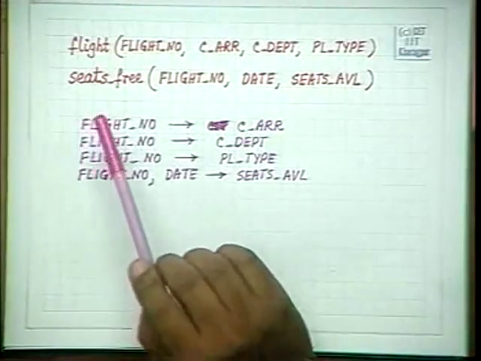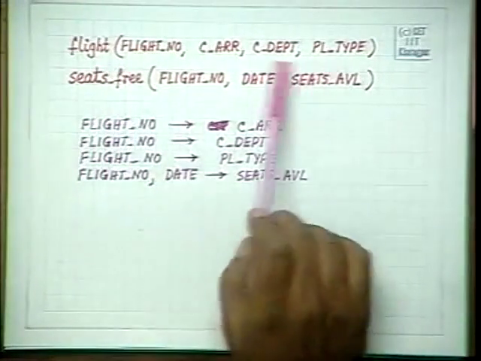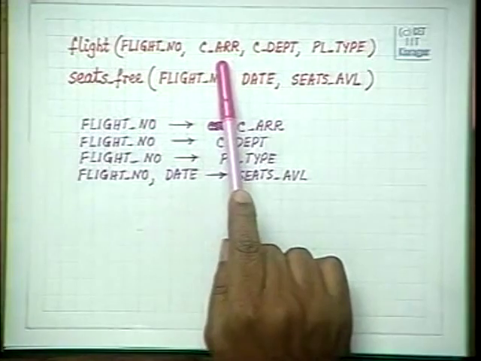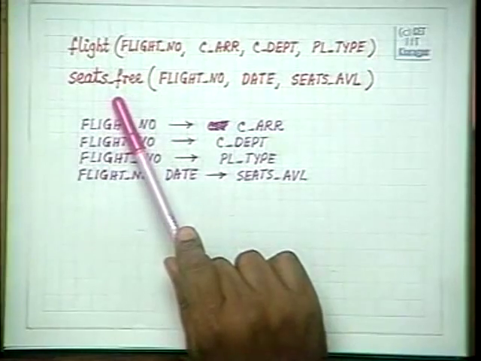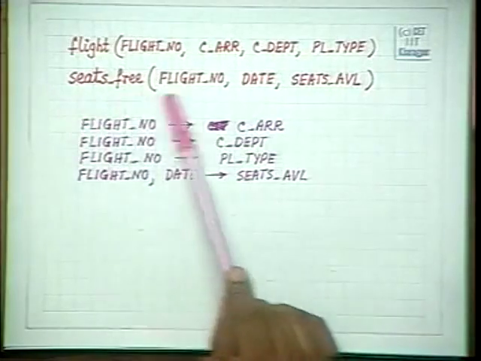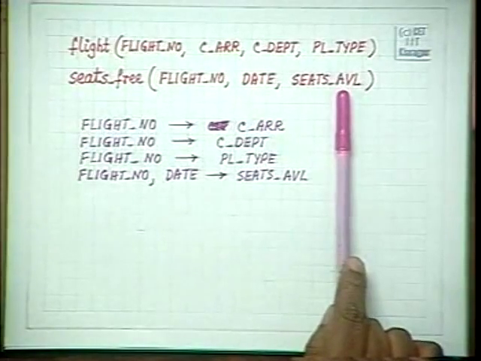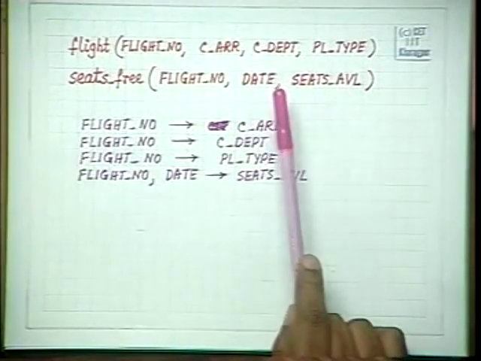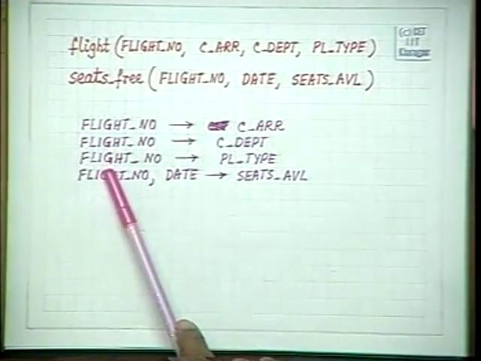We will see some quick examples. Let us see two examples in an airline database. These are the set of flights: flight number, city of arrival, city of departure, type of plane. This is not the seats free. Let us say this is the number of seats free, that is flight number, date, and the number of seats available. If this is the number of seats available, then we have the following functional dependencies.